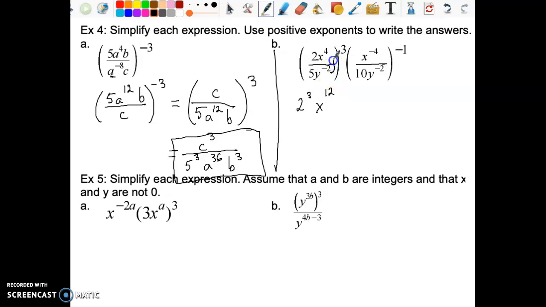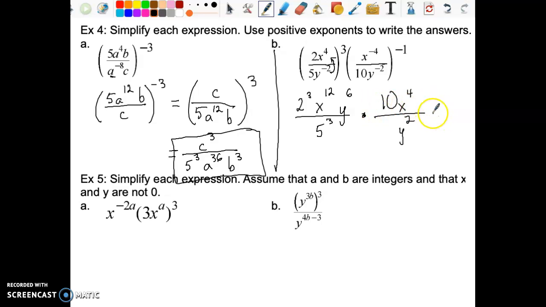Maybe we can do two steps at once. I can move that y to the numerator, so it's now to the positive second power, times that 3, make it 6, over 5 cubed, and then times, well, if we distribute this -1 in here, it's just going to become x to the positive fourth, distribute that y to the positive second. Now 10 to the negative first, I can just stick into the numerator.